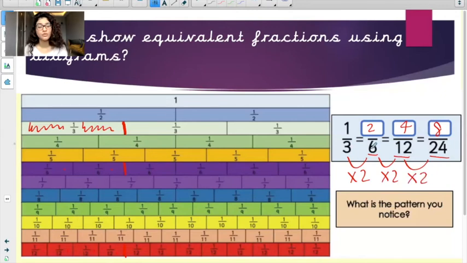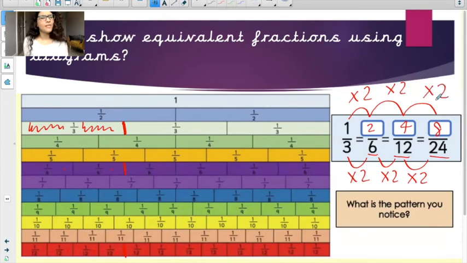What's 3 times 2? 6. What's 6 times 2? 12. What's 12 times 2? 24. Now, what have I just told you about the relationship between numerators and denominators? I told you that what you do to the bottom, you do to the top. So if the bottom numbers, the denominators, have been times by 2, what's going to happen to the top? They are also going to be multiplied by 2 each and every time.